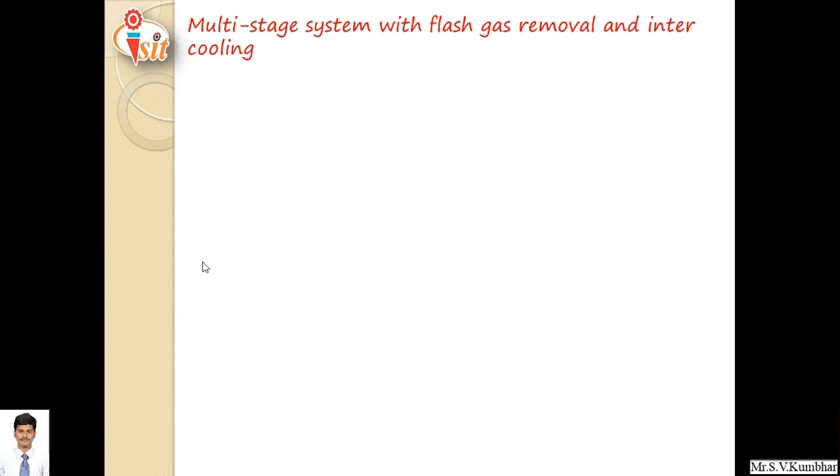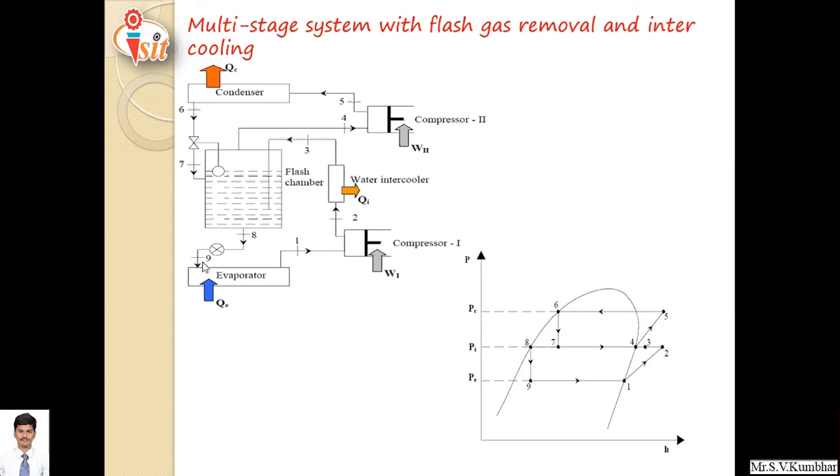Multi-stage compression system with flash gas removal and intercooling. So in the earlier two parts we have studied multi-stage with flash gas removal and multi-stage with intercooling. Now in this case both systems are implemented. Here it's the first compressor, in which vapors of refrigerant are compressed and sent to the intercooler. In the intercooler its temperature drops down, but the pressure remains as it is.